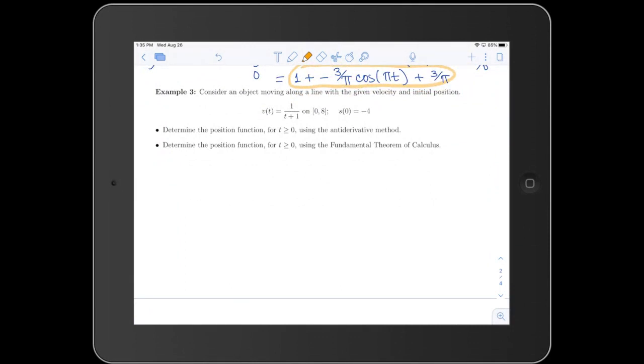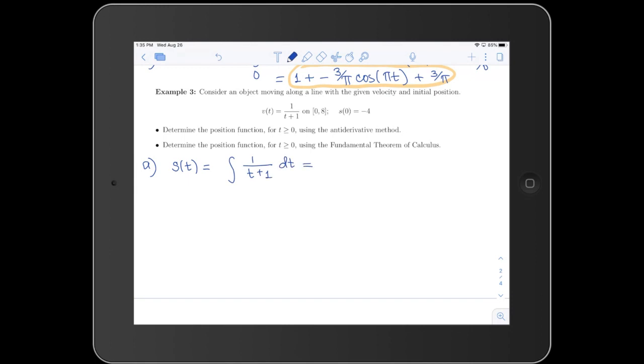Okay, let's see. This is one of my favorite types of problems, and you'll see in a minute why I like this problem. Okay, so what do they want us to do? Same idea. We have this function on a bounded interval from 0 to 8. We have an initial condition. We want to find the position function using two methods below, antiderivative and fundamental theorem of calculus. Okay, all right, let's do the first method. Okay, so we have the velocity function. We need to integrate this. Okay, so we're going to integrate 1 over t plus 1 dt.